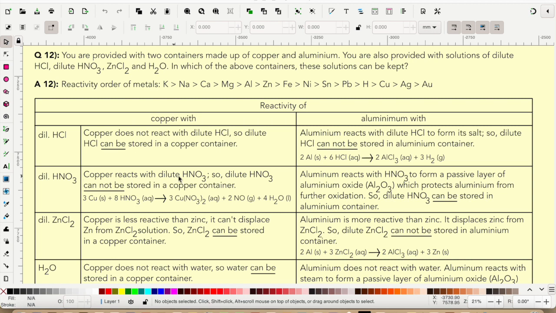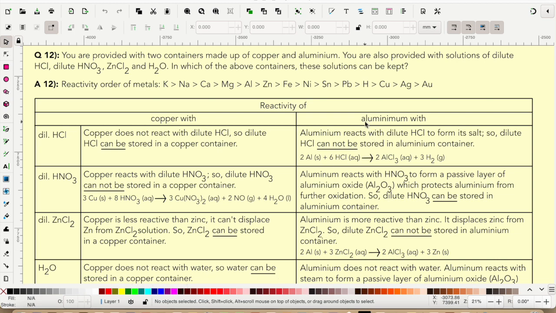Copper reacts with dilute HNO3. So dilute HNO3 cannot be stored in a copper container. Reaction takes place like this. 3Cu plus 8HNO3 makes 3Cu(NO3)2 plus 2NO plus 4H2O. Copper is less reactive than zinc. It cannot displace zinc from zinc chloride solution. So zinc chloride can be stored in a copper container. Copper does not react with water, so water can be stored in a copper container.